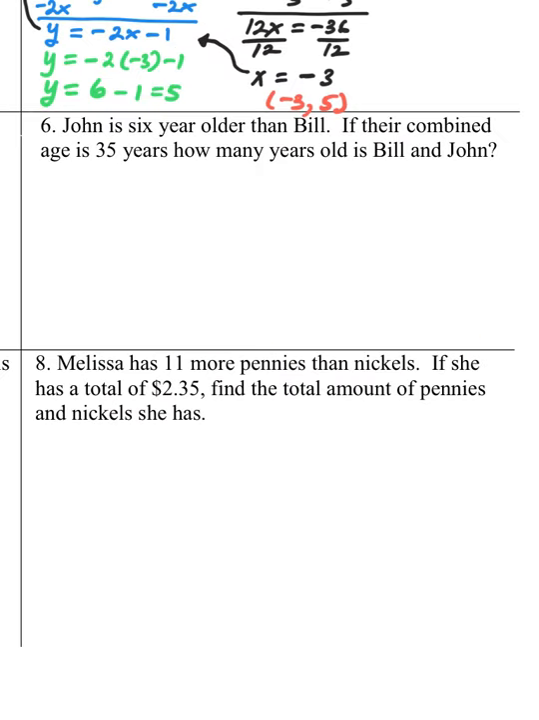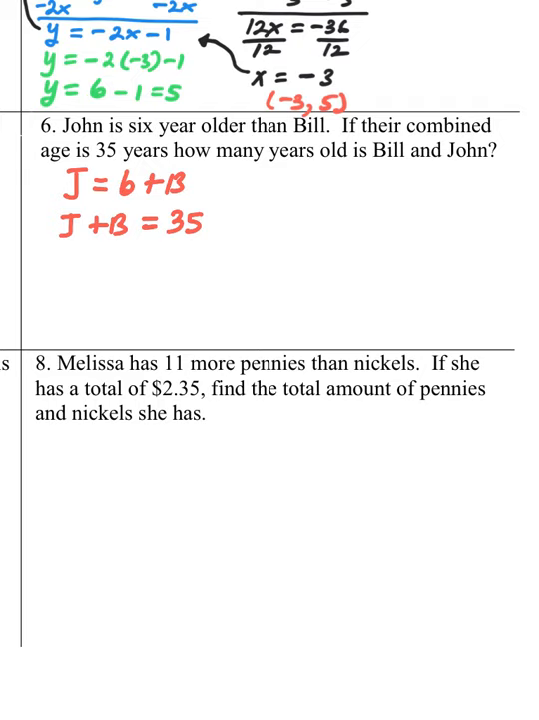Number 6, John is 6 years older than Bill. If their combined age is 35 years, how many years old is Bill and John? So I know that John, I'm going to use J for John, is 6 years older than Bill. If their combined age is 35, so we have John and Bill have a combined age of 35. Now I need to know how old is each person? Well, I have J is equal to 6 plus B.